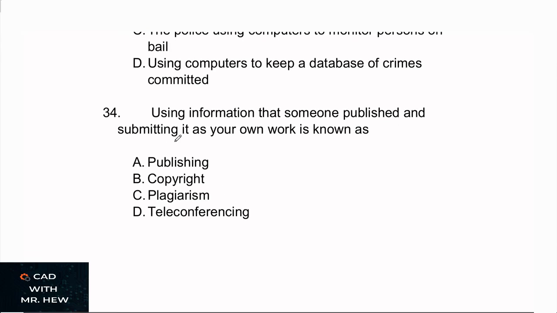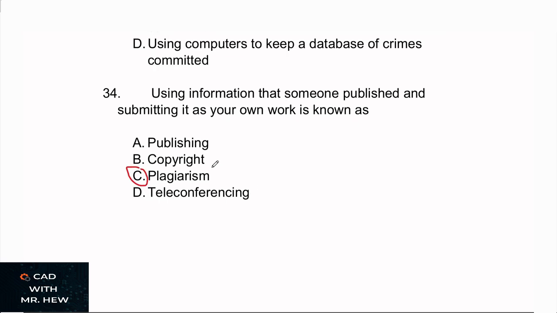Let's look at question 34. Using information that someone published and submitting it as your own work is known as A. Publishing. B. Copyright. C. Plagiarism. D. Teleconferencing. The correct answer is C.